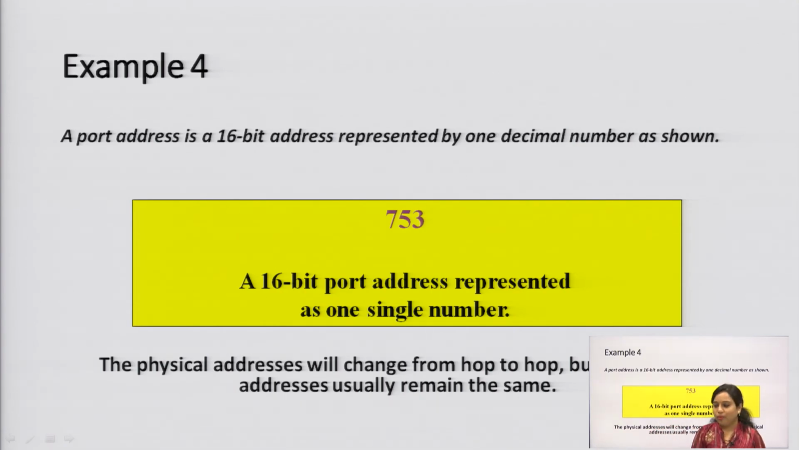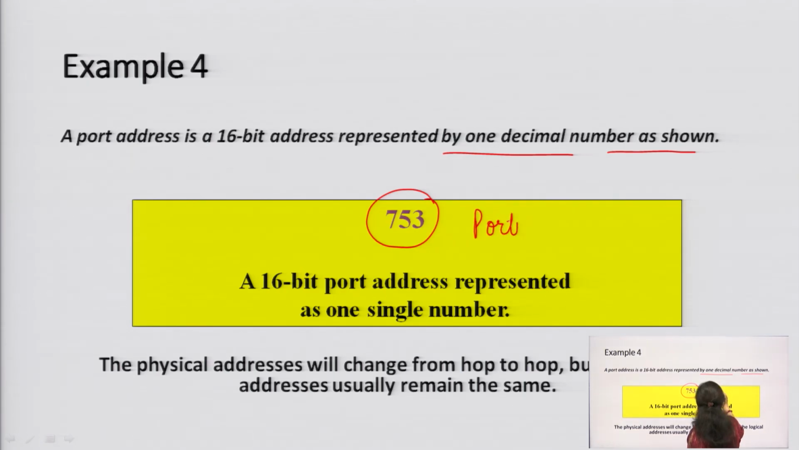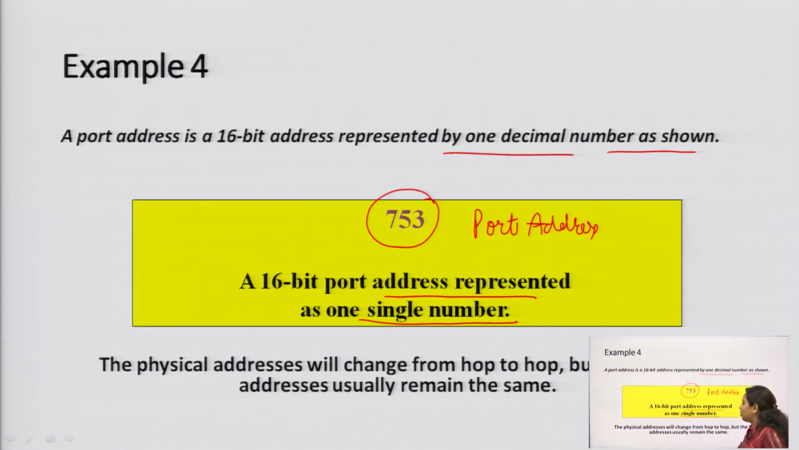Next example is a port address, which is a 16-bit address represented by one decimal number as shown. This is how the port address is shown. A 16-bit port address represented as one single number. So, this is how a 16-bit port address will be shown. Previously, we have seen how the physical address will be shown through hexadecimal. In this, we have seen how the port address will be shown. Physical address will change from hop to hop, but the logical address usually remains the same.